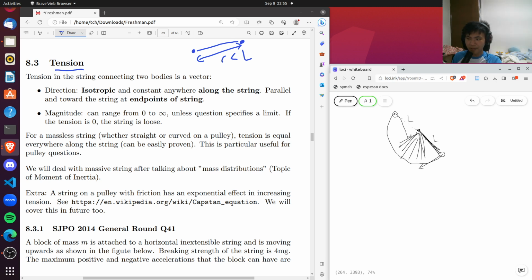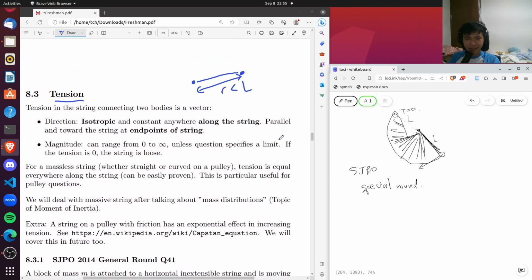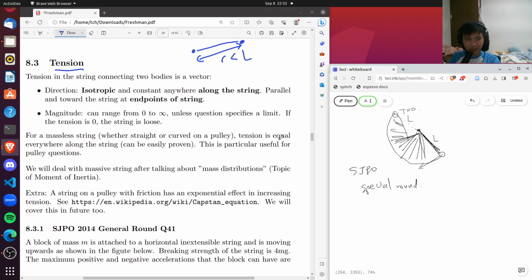Here it is all positive until the moment over here. When tension equals 0, the rope is no longer taut and it starts to drop. So this is a question in the SJPO special round that will appear, and we'll go through it soon enough. But once again, unfortunately for these questions, we need to understand some rotational kinematics before we can tackle them. So we'll come to it soon enough.